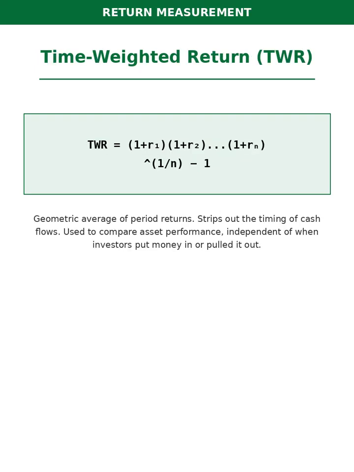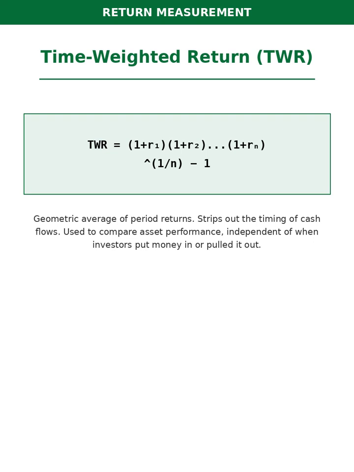Time-weighted return, or TWR. The formula is the geometric average of period returns. 1 plus R1 times 1 plus R2, all the way through the last period, taken to the 1 over n power minus 1. TWR strips out the timing of cash flows, used to compare assets independent of when investors put money in.